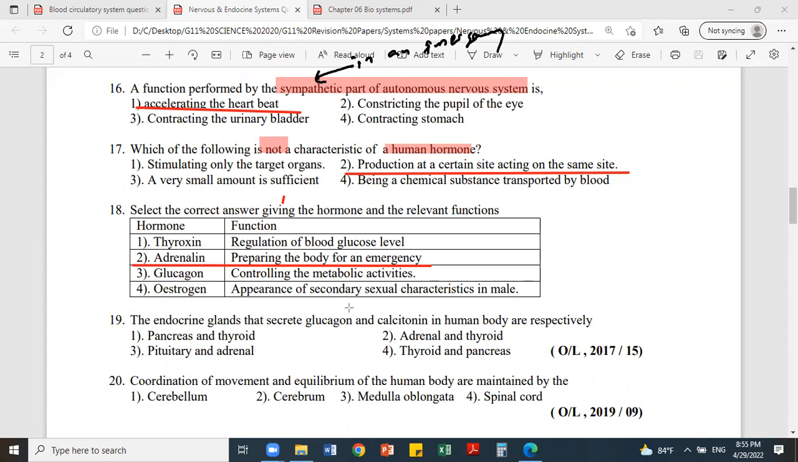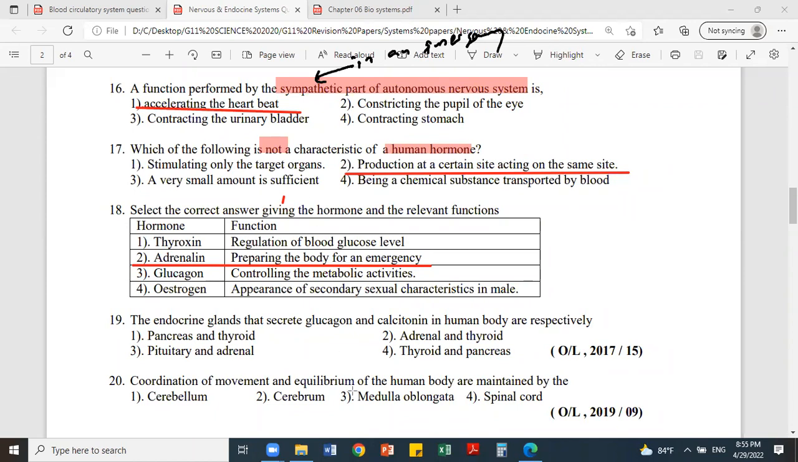Insulin is from the pancreas, and this glucagon hormone is also from the pancreas. Calcitonin reduces the calcium level in your blood, and that is from the thyroid. Please raise your hand if you got the first answer for question number 19, pancreas and thyroid.